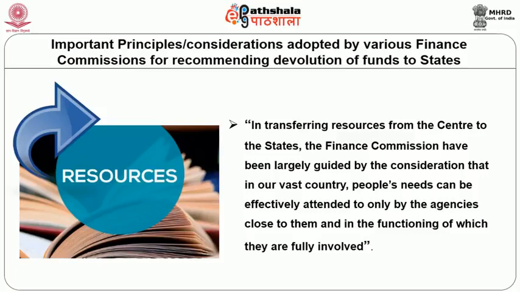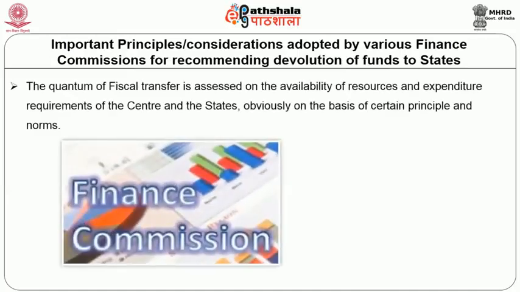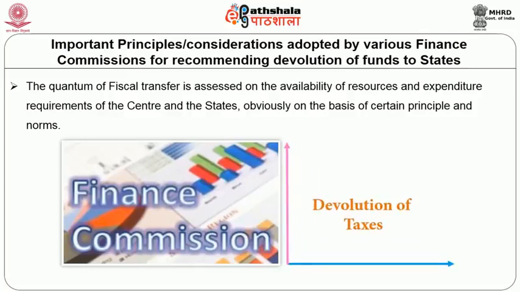In transferring resources from the center to the states, the Finance Commissions have been largely guided by the consideration that in our vast country, people's needs can be effectively attended to only by the agencies close to them and in the functioning of which they are fully involved. The quantum of fiscal transfer is assessed on the availability of resources and expenditure requirements of the center and the states, obviously on the basis of certain principles and norms. After deciding it, the Commission decides the vertical and horizontal devolution of taxes.